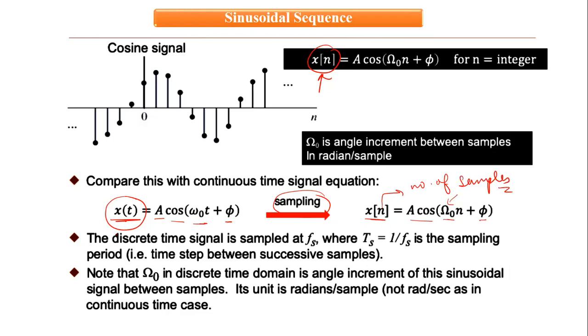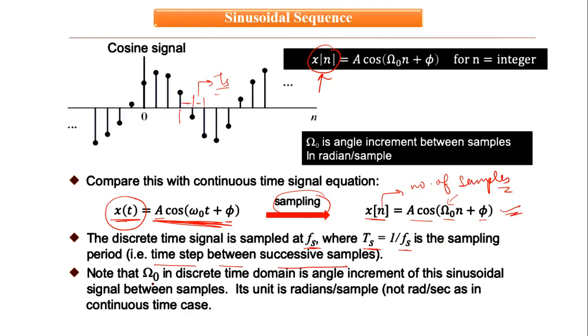Now, how did we get this representation here? When we sample the continuous time signal at some sampling frequency, which is Fs, the sampling period of this signal will be Ts equal to 1 by Fs, right? This is the sampling period basically. Now what is the sampling period? It is the time step between successive samples. So the difference between two successive samples is Ts, right?